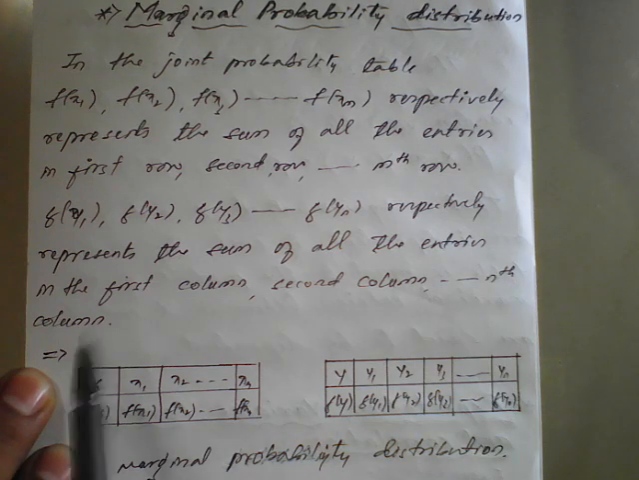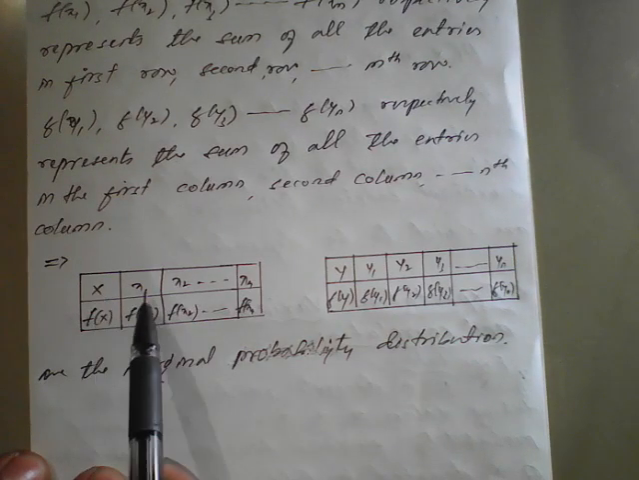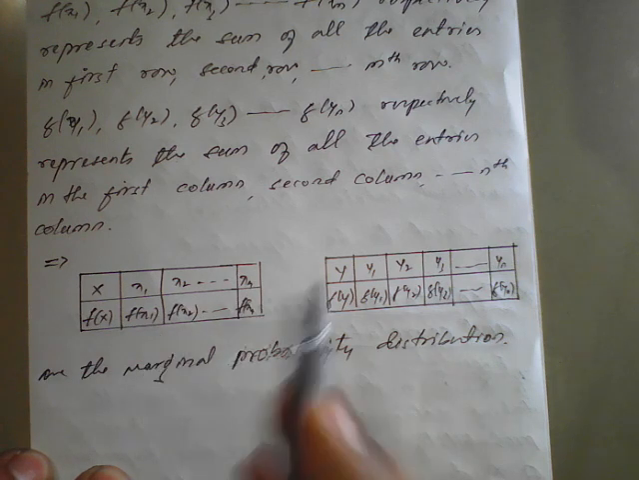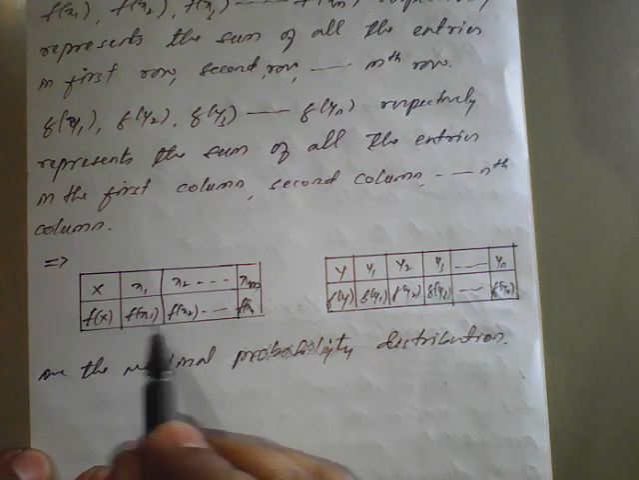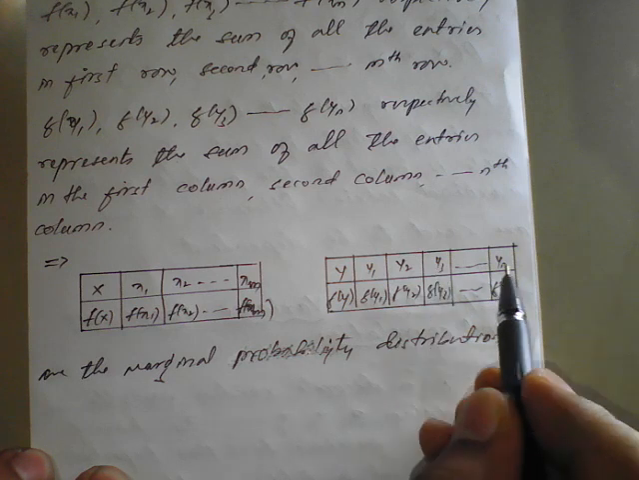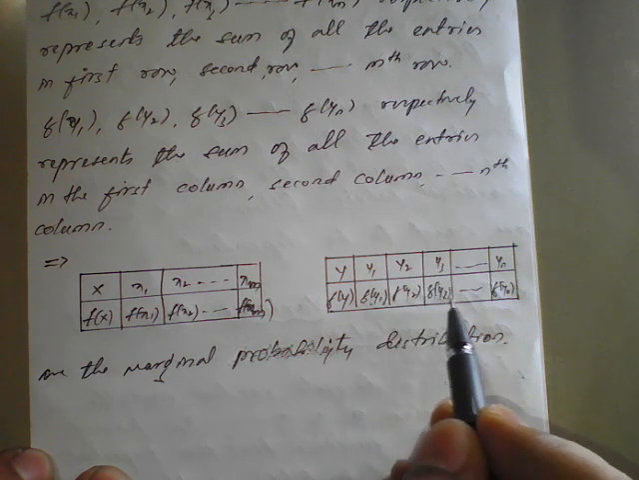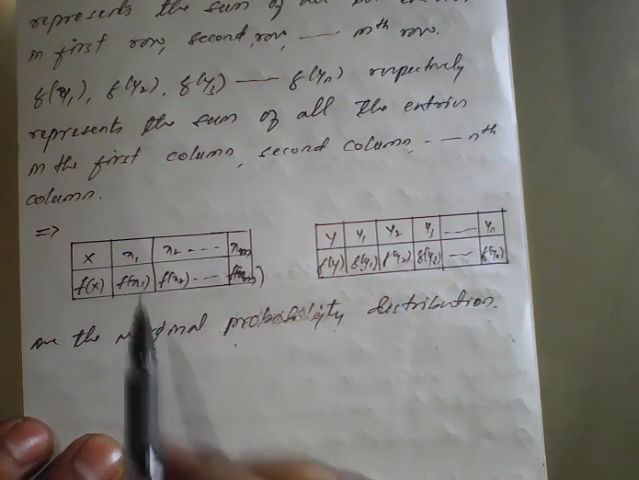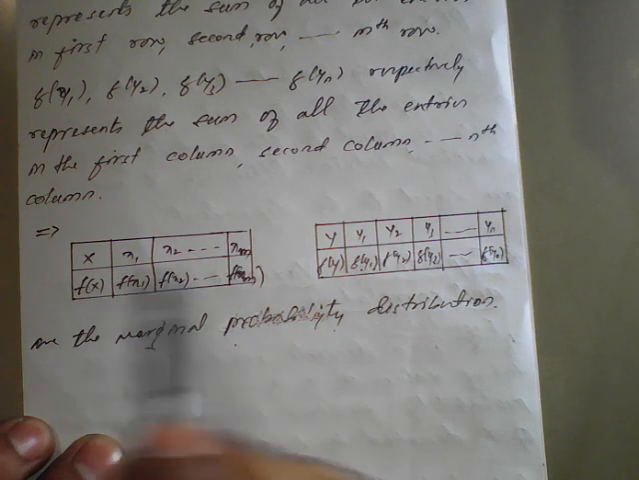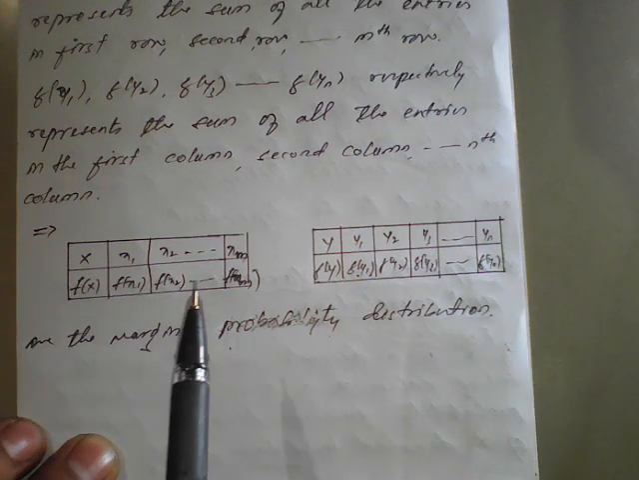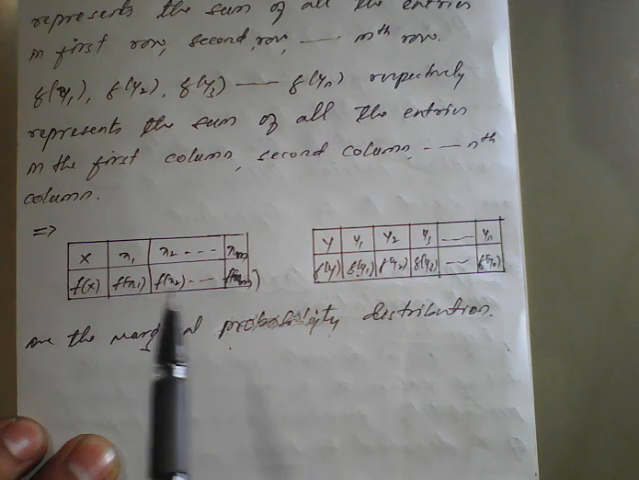second column and so on, nth column, which is nothing but f of x1, f of x2 and so on, f of xm. Similarly for y1, y2, y3 and so on, yn, we have g of y1, g of y2, g of y3 and so on, g of yn. These two are called marginal probability distributions. These are the margins, the horizontal values and vertical values of the given joint probability distribution table.